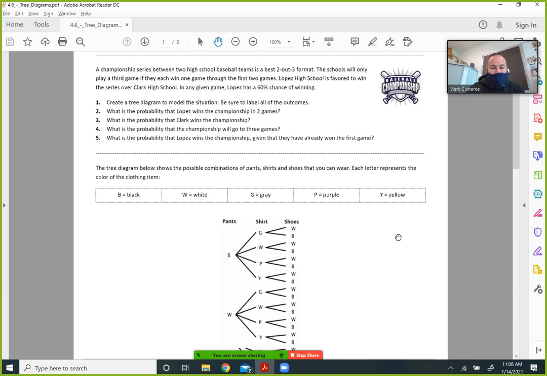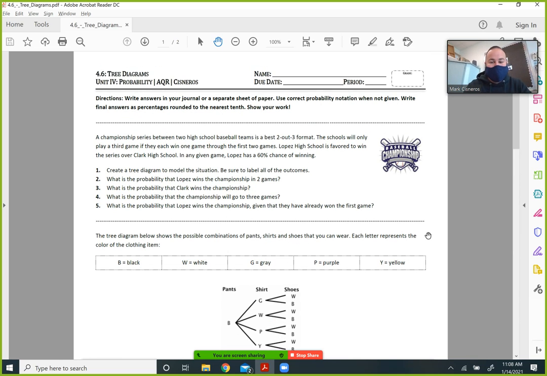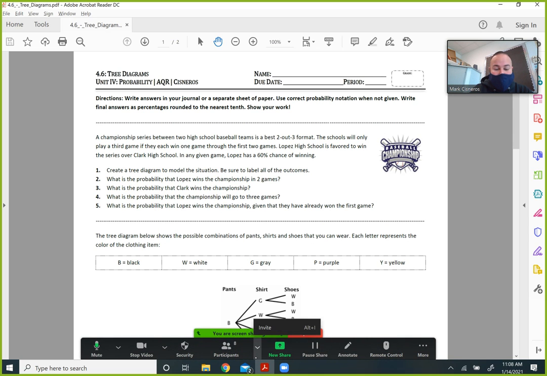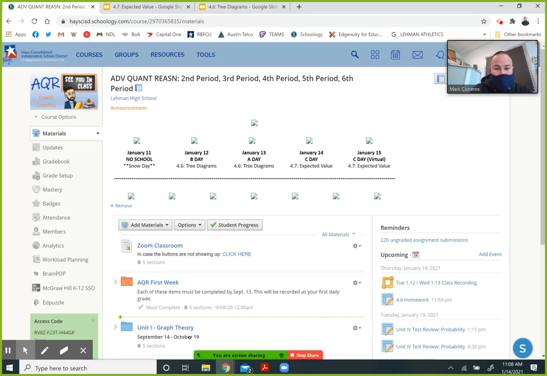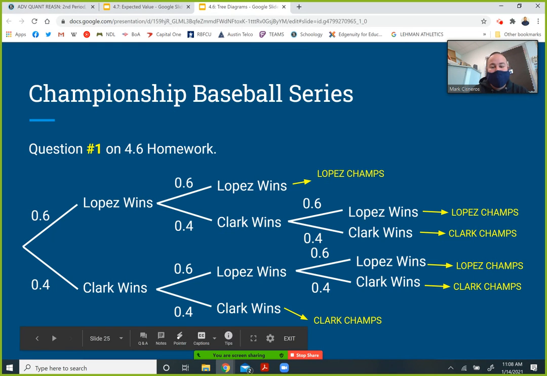On your 4.6 homework, what did we do yesterday? We did 1 through 3. We need to talk about 4 and 5. Let me pull up the assignment. I have it already pulled up. Here is the tree diagram that we can use to answer these questions.